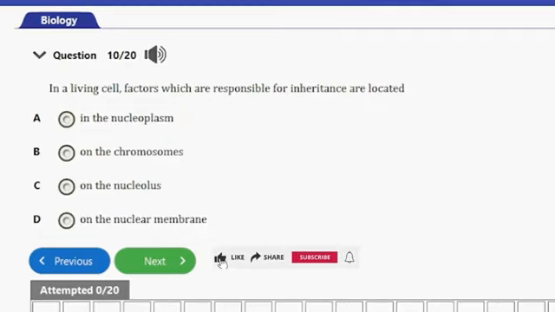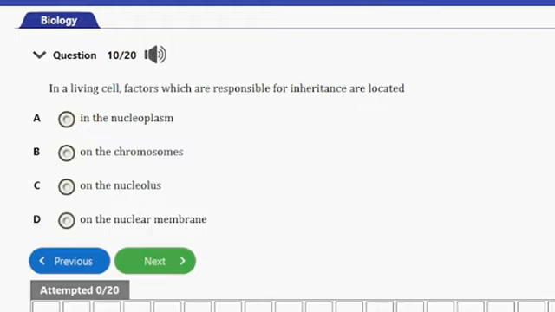Question number 10 here. It says, in a living cell, factors which are responsible for inheritance are located A, in the nucleoplasm, B, in the chromosomes, C, in the nucleolus, D, in the nuclear membrane. So guys, the answer to this question is option B here, and that's in the chromosomes.